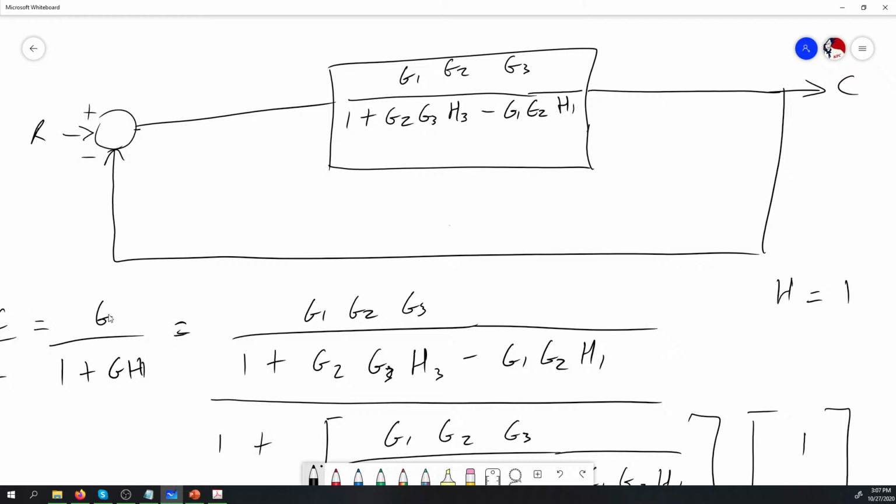So for negative feedback systems, the denominator is going to be 1 plus G of H. If this sign here was positive, on the other hand, then it's going to be 1 minus G of H equally on the denominator.